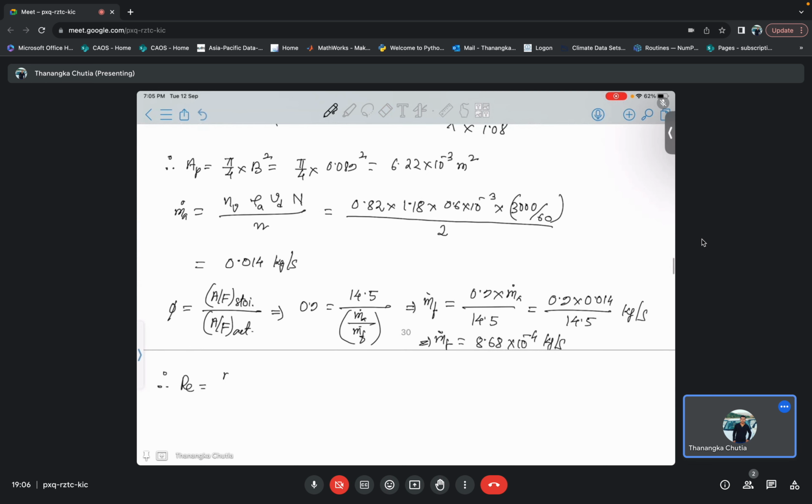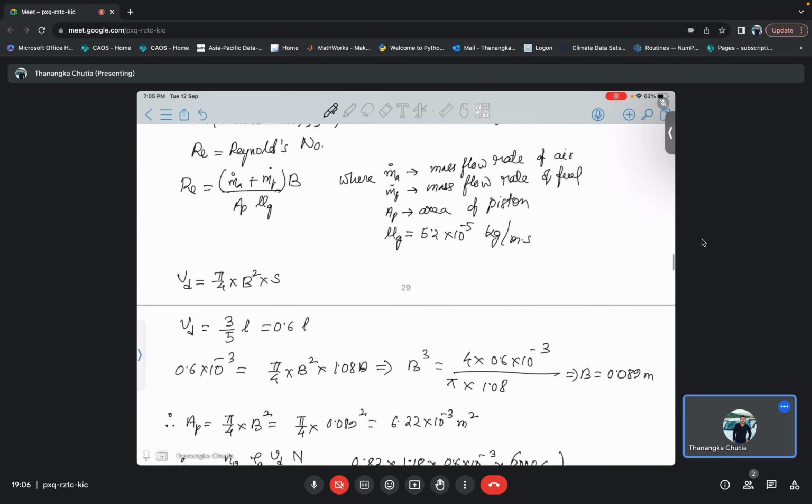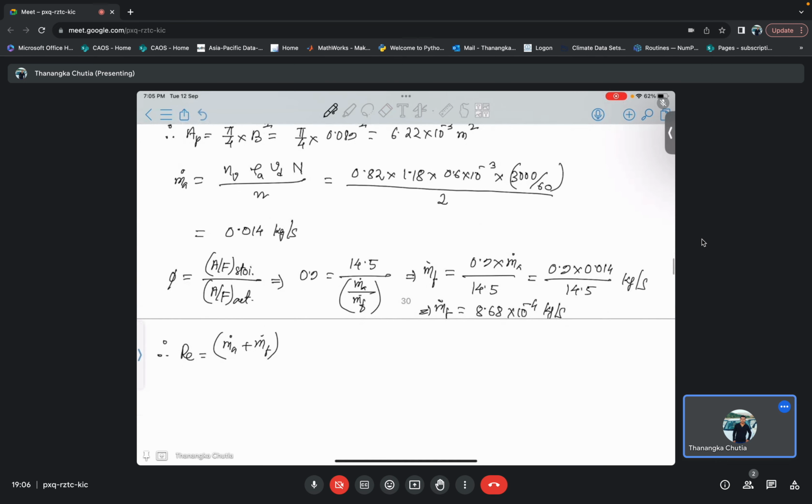ma dot plus mf dot times b divided by ap into mu g. Okay, so ma dot is 0.014 plus mf dot 8.68 into 10 to the power minus 4.